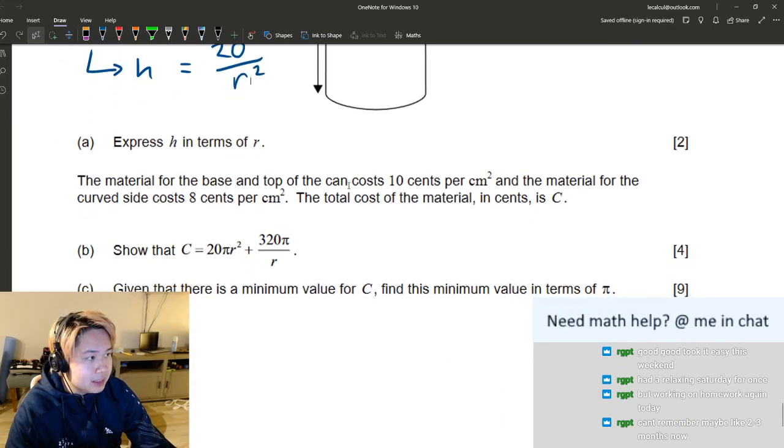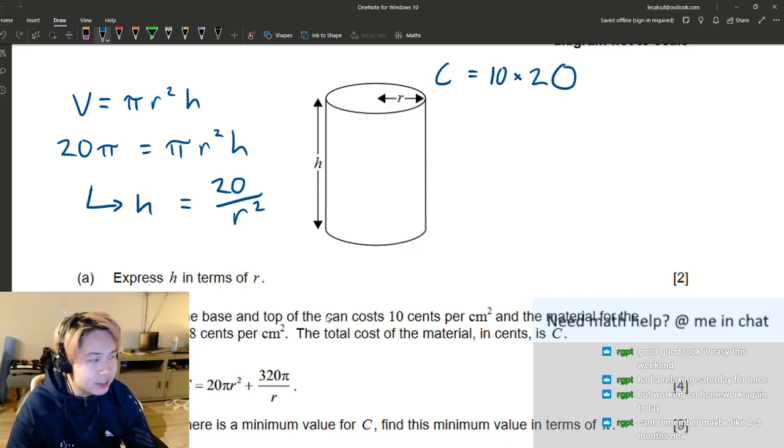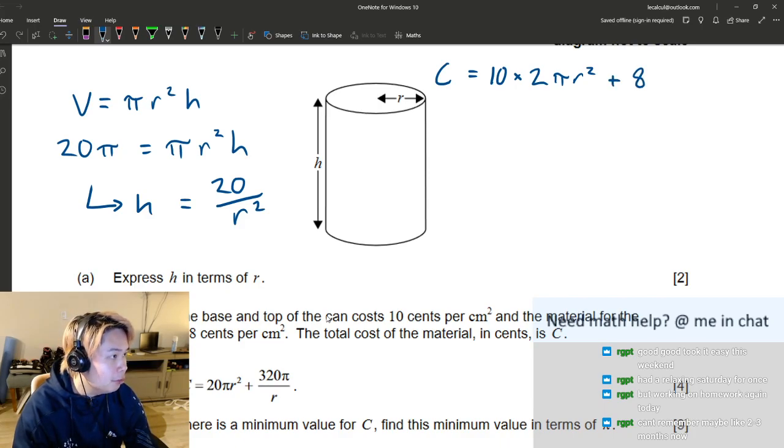Okay, material of base and top costs 10 cents. Material for the curved side costs 8 cents. And then we need to show that this is the total cost. Okay. So the cost is 10 cents times 2 of the areas of the circles, which is just pi r squared, plus 8 cents for the area of the wall, the curved part right here.